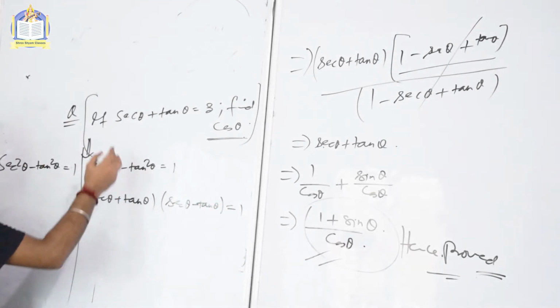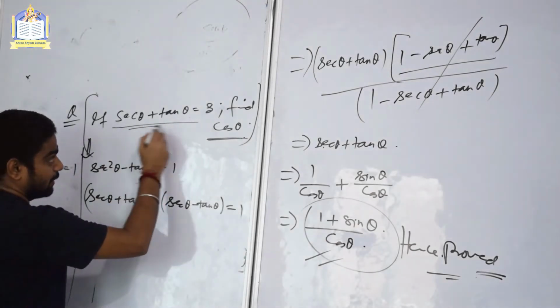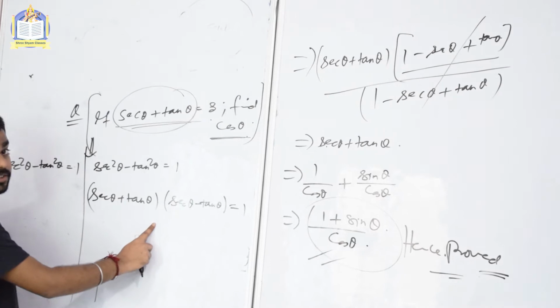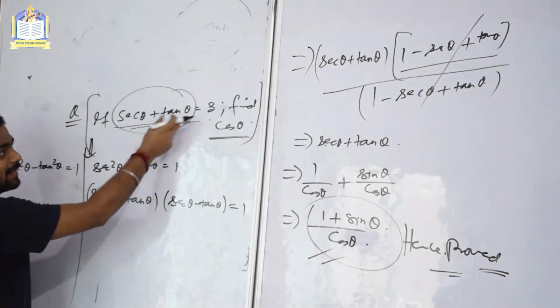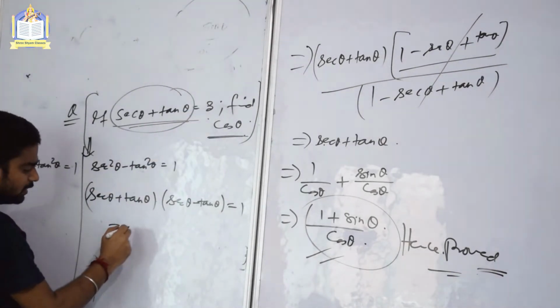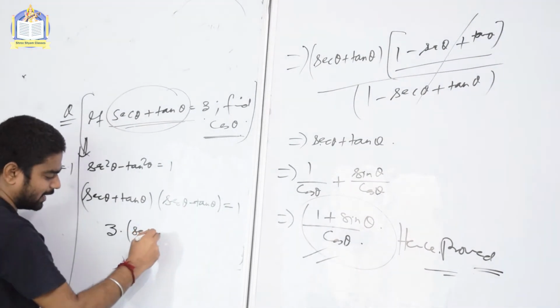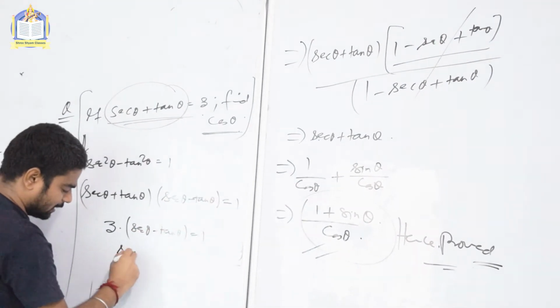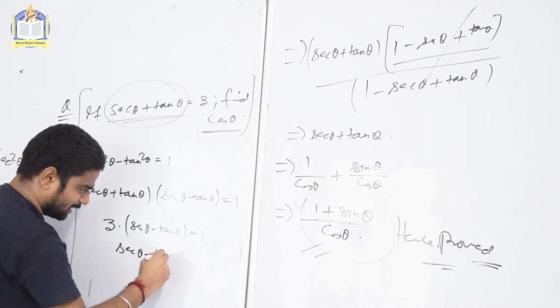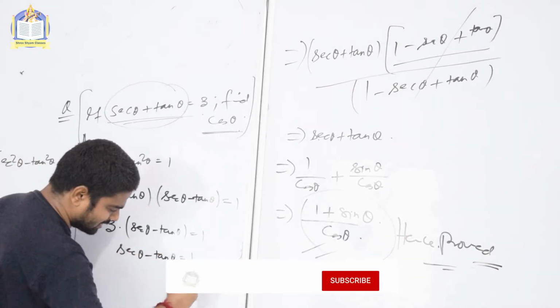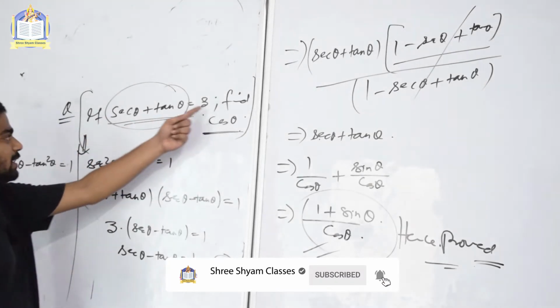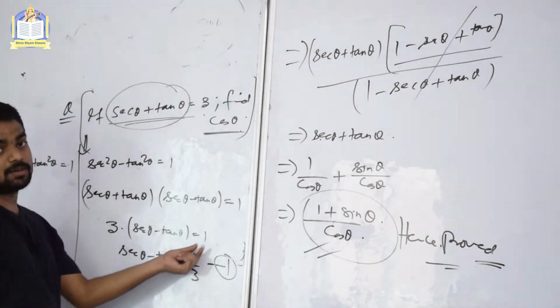In the question we are given that sec theta plus tan theta is 3. So it can be written as 3 into sec theta minus tan theta equals 1. So sec theta minus tan theta equals 1 by 3. Let this be equation number 1.